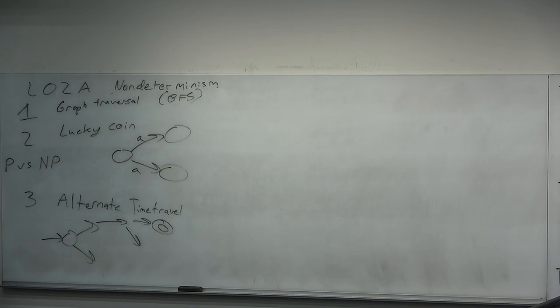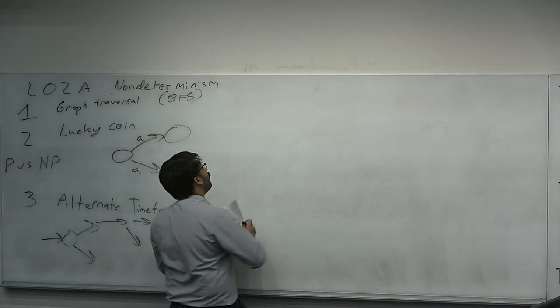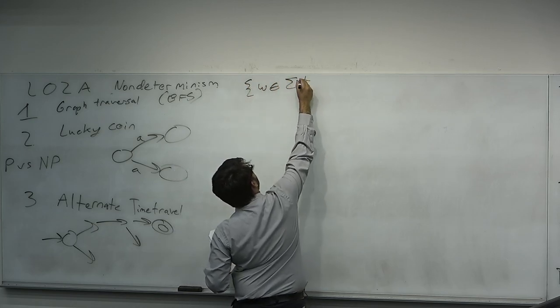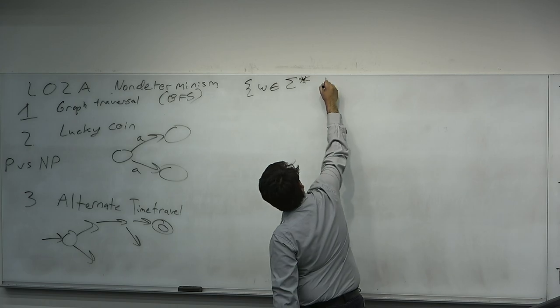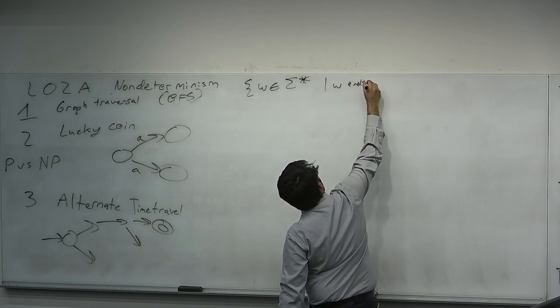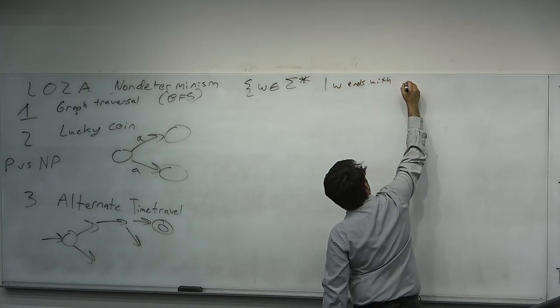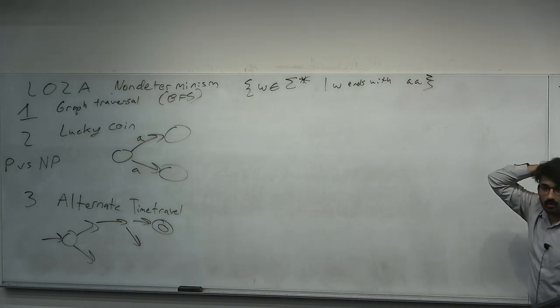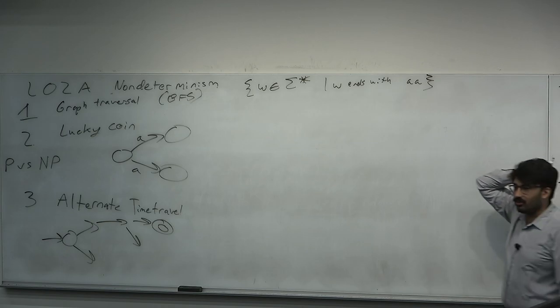Right. So let's do a few NFAs. Let's do a couple NFAs. Let's do an NFA for the language: w is in sigma star, and w ends with AA. You may be able to give a DFA for this. Let's do the DFA first.